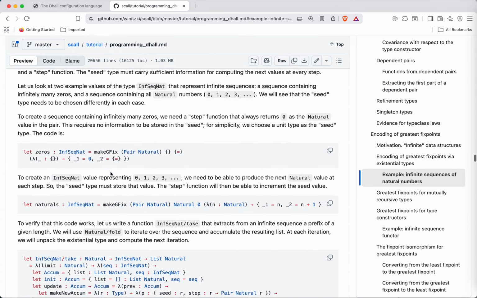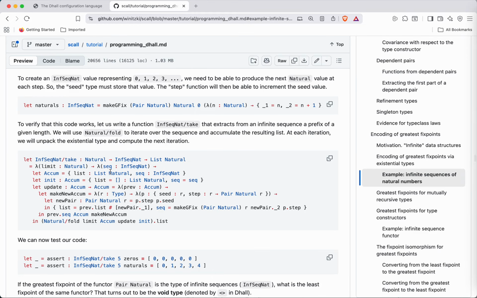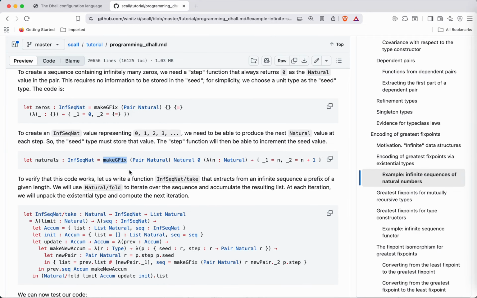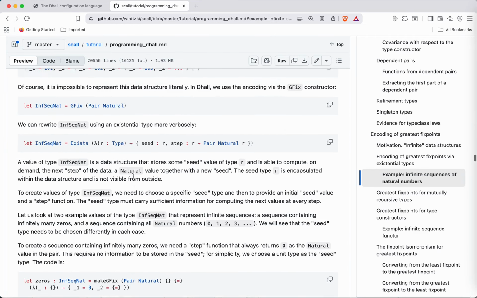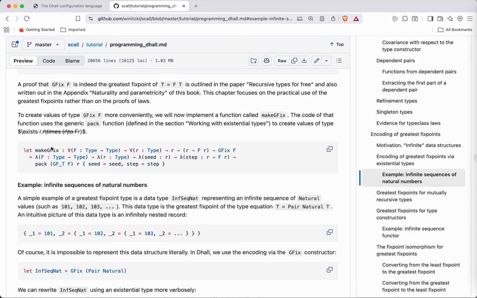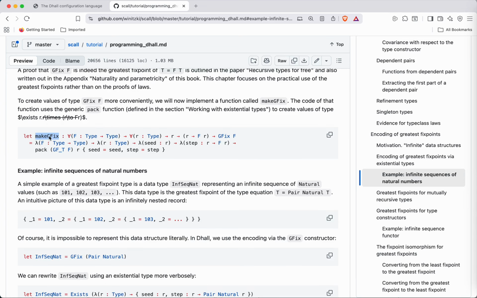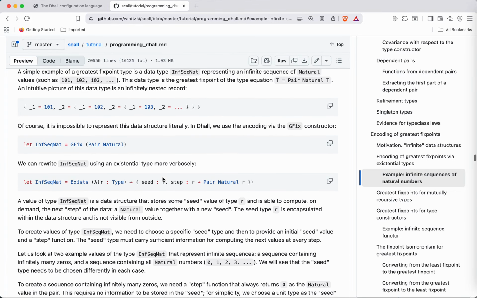So I can define here, for example, make G fix. I use it here, although I have defined it here. I use it later in the book. So whatever I define earlier in the book using the let expression, then I can use it later in the book.